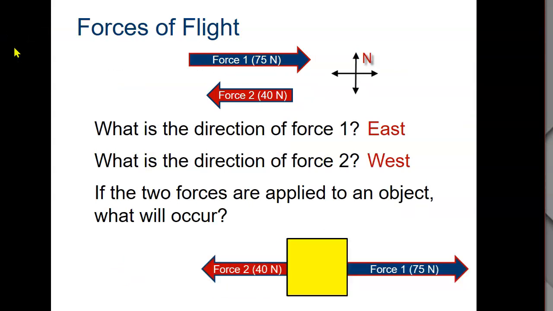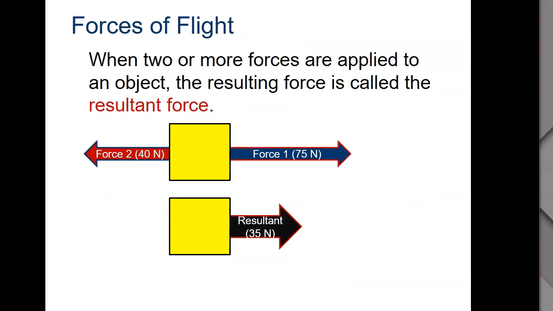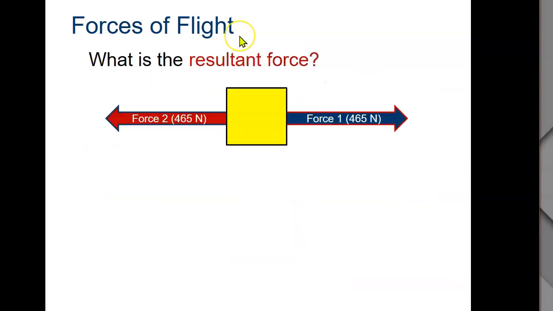If you have two opposing forces, you subtract the two, and that's how you find the total force. So in this case, you have 40 newtons of force going to the left, 75 newtons of force going to the right. You subtract 40 from 75, you get that there is a total force of 35 newtons to the right. This diagram shows the same idea. So in this case, what would the resultant force be?